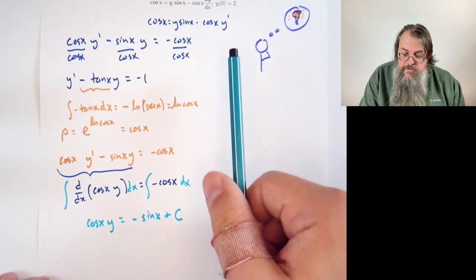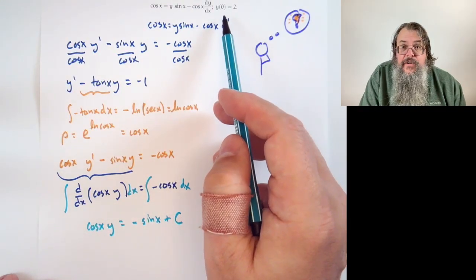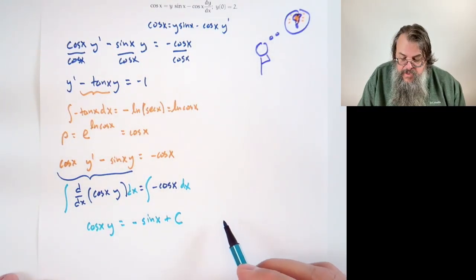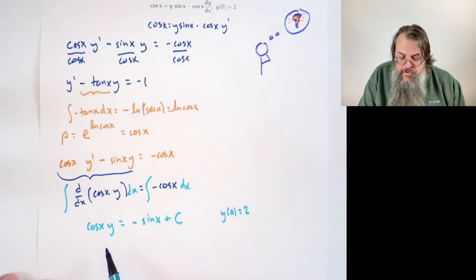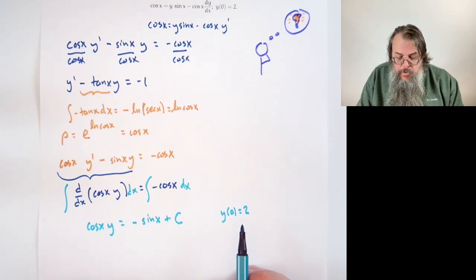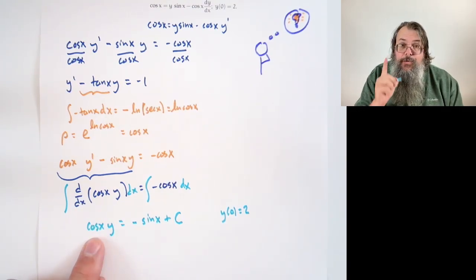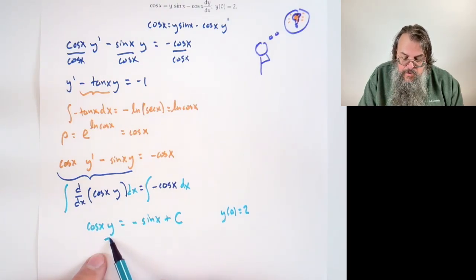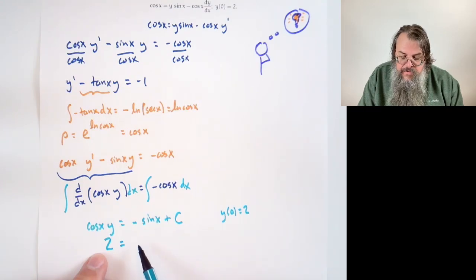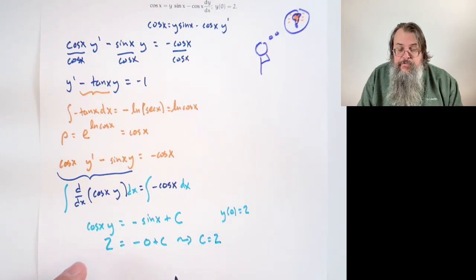Now, we can solve for our c. You can see it right here at the top. y of 0 equals 2. So if I put in x equals 0 and y equals 2, well, what happens? We'll get cosine of 0, which is 1, times 2. So we get 2 equals sine of 0, which is 0, plus c. So I say, aha, c needs to be 2.